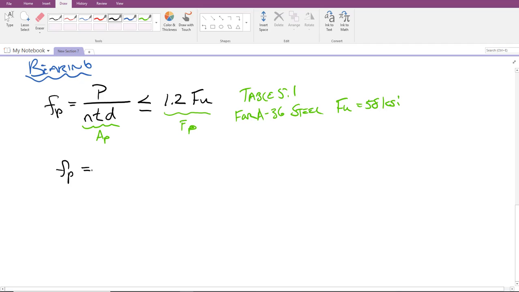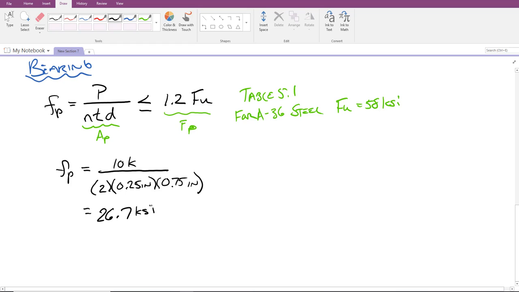The actual bearing stress is equal to the 10 kips. We've got 2 bolts. We've got a 1/4 inch thick plate, and both plates are the same, so we only need this calculation once. And we also have a bolt diameter of 0.75 inches. Apologize, I said that wrong. Run that math through and we get 26.7 KSI.